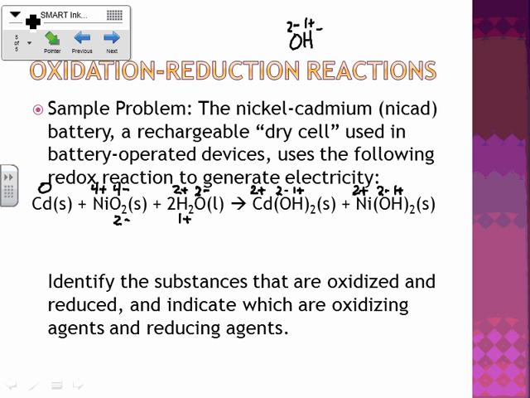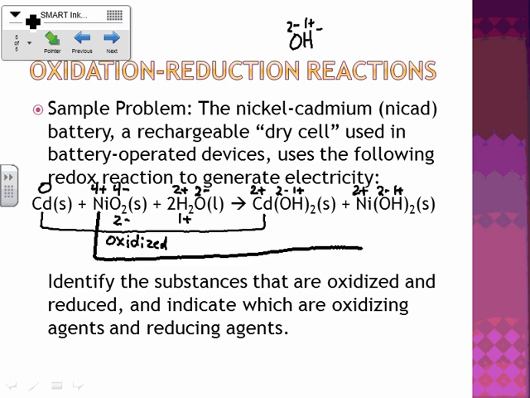So the things that are getting oxidized and reduced are the cadmium and the nickel. All right. So the cadmium is changing from a 0 to a 2 plus, which means it's getting more positive. So this is the one that's losing electrons, and that's Leo. So this is getting oxidized. Okay, and then the nickel is going from a 4 plus to a 2 plus. So it is actually becoming more negative. It's gaining electrons. So it's the one that's being reduced.